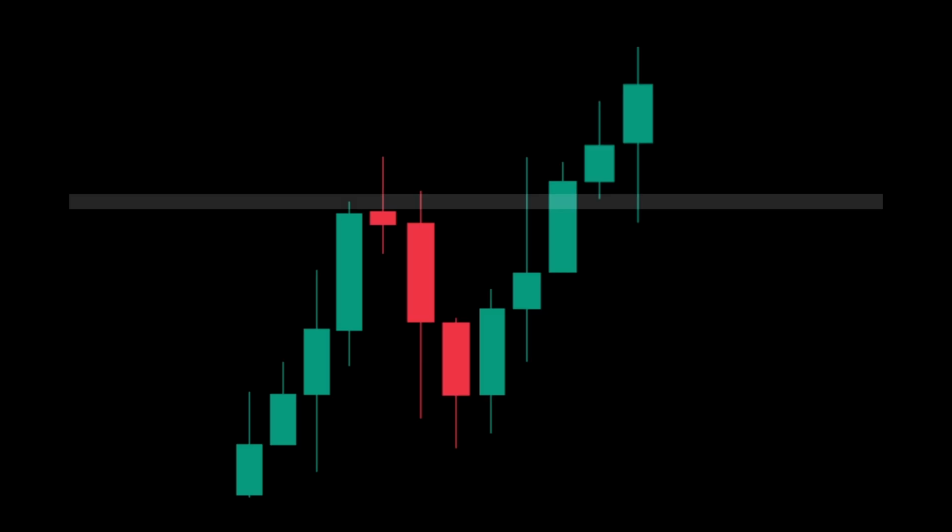A high volume bullish engulfing candle at support. It's a strong buy signal. Volume surge: check if the high volume candle is accompanied by a spike in volume compared to previous candles. This shows conviction behind the move.